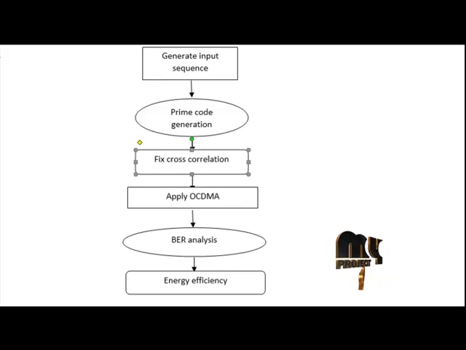signal. Correlation is a method of measuring the similarity of 2 waveforms as a function of a time lag applied to one of them. If the prime code, the double weight code, has nothing in common with the signal, the cross correlation should be as close to 0 as possible. This is referred to as cross correlation.